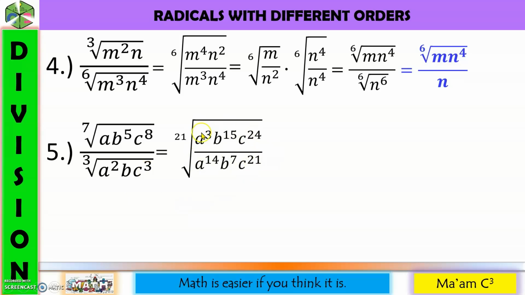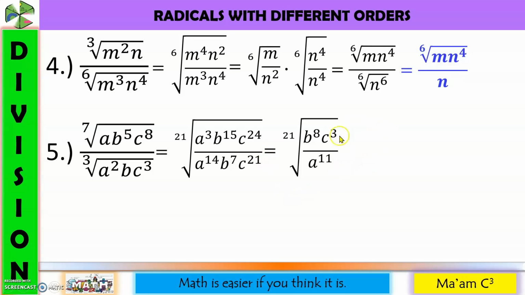Then I'll simplify this. I'll subtract the exponent since this is division. The exponent of a in the denominator is greater than the numerator. 14 minus 3 is 11, so there is a to the 11th power in the denominator. For letter b, 15 is greater than 7. 15 minus 7 is 8, so there is b to the 8 in the numerator. Letter c, 24 is greater than 21. 24 minus 21 is 3, so there is c cubed in the numerator.